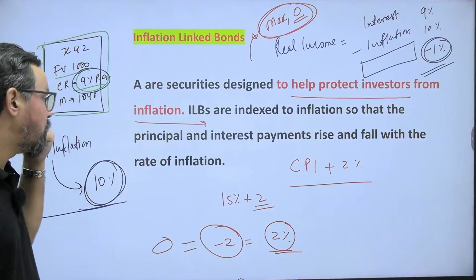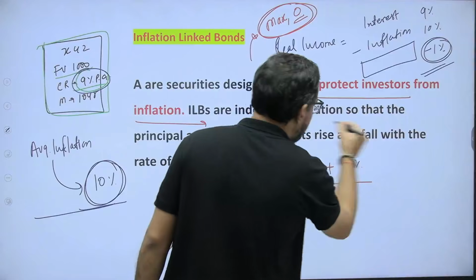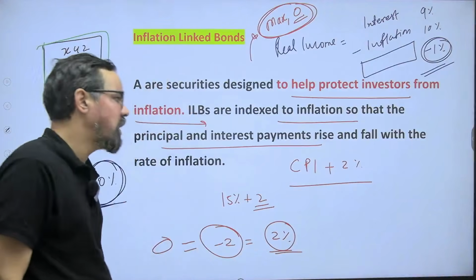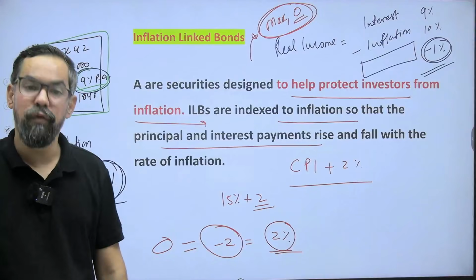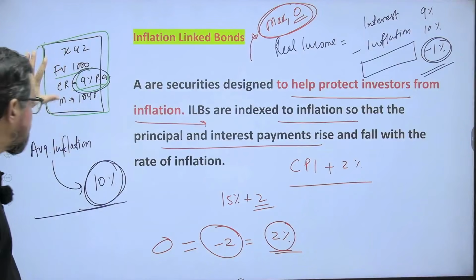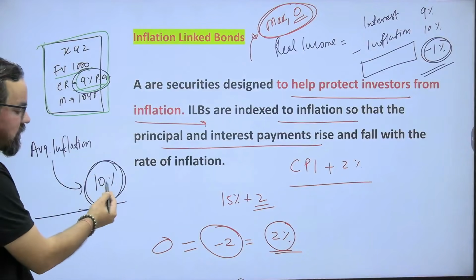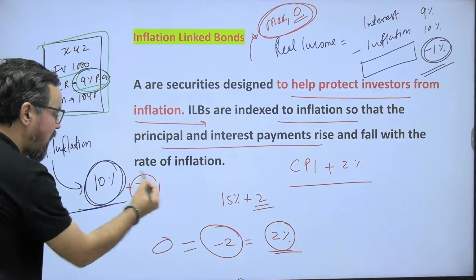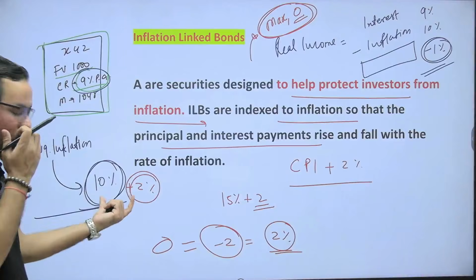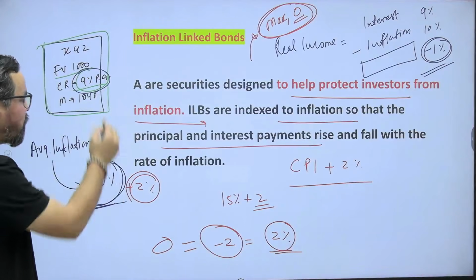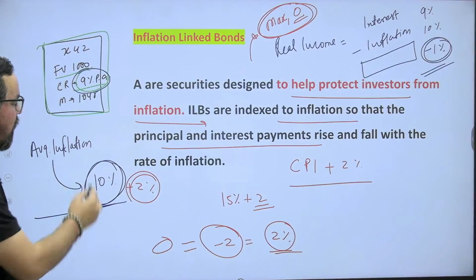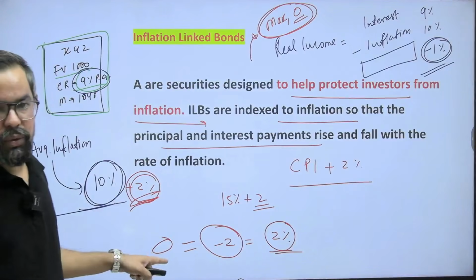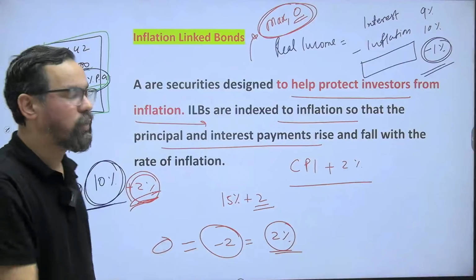Inflation linked bonds are indexed to inflation so that the principal and interest payments rise and fall with the rate of inflation. Now let's say in this situation if inflation is 10%, you'll get 10 plus 2%. That means this 2% anyhow you'll get from the market. You'll get an overall 12% rate of interest. Out of 12, this is the fixed thing.